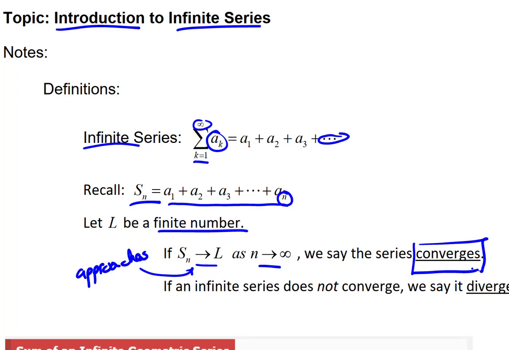So in other words, if when you let this infinite series go on and on and on, if it actually approaches some finite number L, then we say it converges. If an infinite series does not converge, then we say it diverges. That's the word diverges, which just means it does not converge.